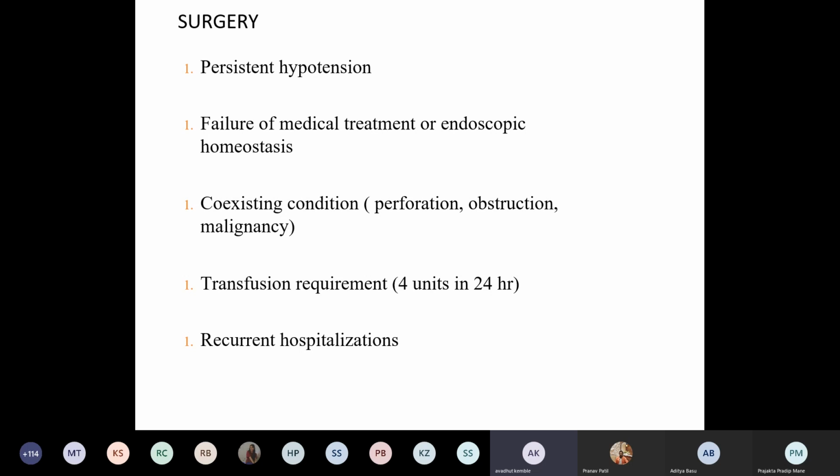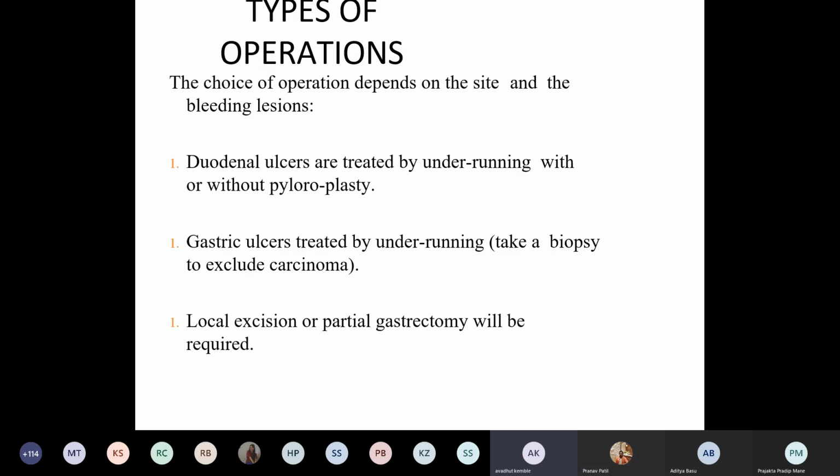Now, if with all these methods the bleeding doesn't stop, then we give a thought to surgery. If persistent hypotension is there, failure of medical treatment or endoscopic hemostasis, coexisting conditions like perforation, obstruction, malignancy, transfusion requirements becoming more and more, 4 units in 24 hours, and recurrent hospitalization, then in such conditions we prefer surgery. These days, with the advent of endoscopic treatment, fewer surgeries are being done for upper GI bleeding. Usually they are well controlled by endoscopic treatment.